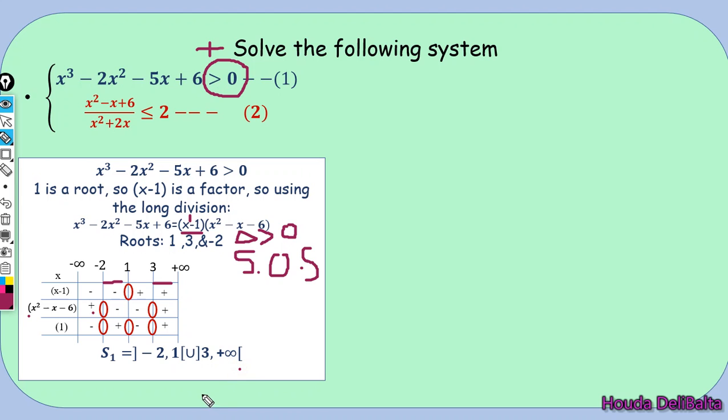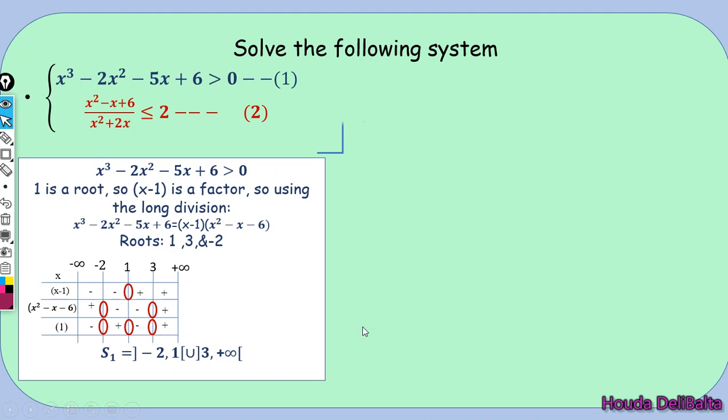So this is according to the first one, and now let's see how to solve the second one, and finally we are going to see how to get the intersection, the solution of the system, that's the intersection of solution 1 and solution 2. So solution 1, keep it in mind, is the open interval -2, 1 union the interval 3 plus infinity.